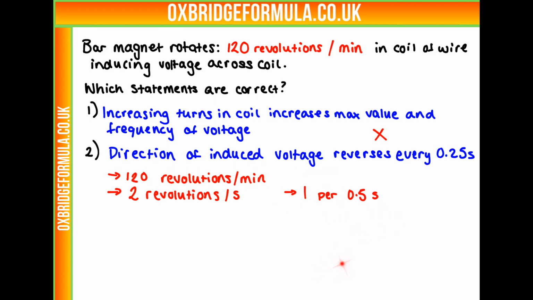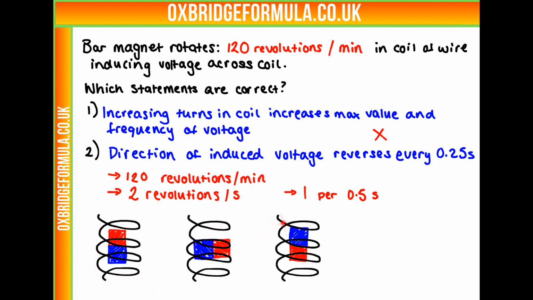So if we draw out how our bar magnet is going to rotate, it's going to start off maybe in one position, it's going to twist around and then again and then again. So this is going to show 1 revolution. But how does the voltage change during this rotation? Well, let's say we're going to start off here and this gives us a positive voltage.